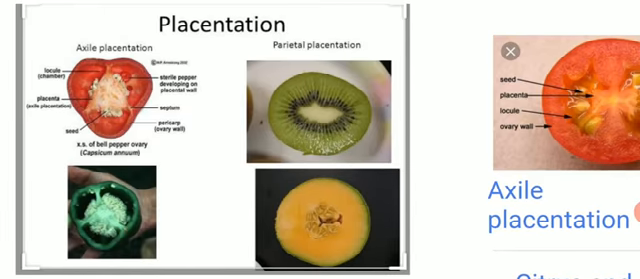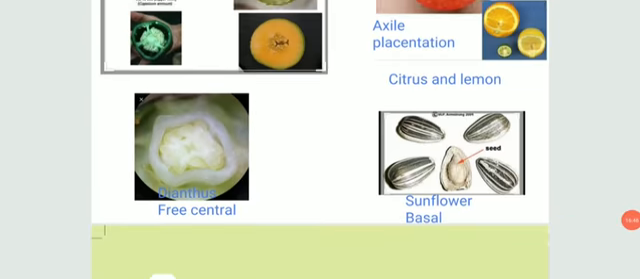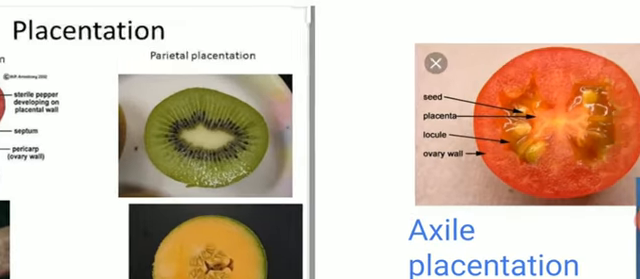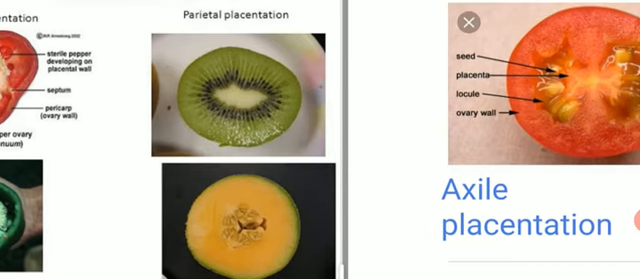Then parietal examples, there are many other parietal placentation examples found. So parietal placentation means like in kiwi, you can see in muskmelon, kharbuja, right? So how the seeds are located, that is on the periphery.